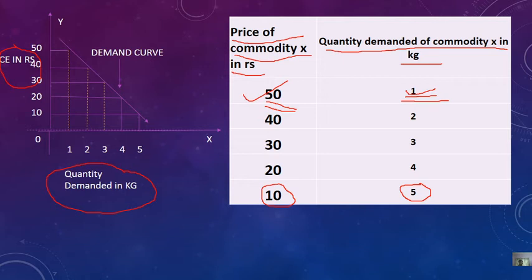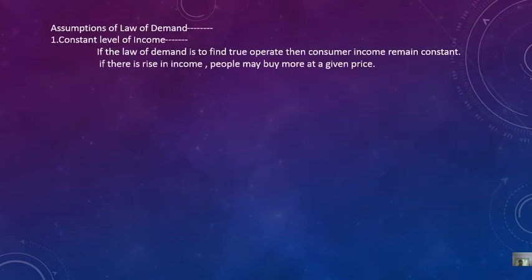So the next thing is the assumptions of the law of demand. Constant level of income. It is assumed that for the practical operation, for the law of demand to be true, consumer income remains constant. If there is a rise in income, people may buy more at a given price.